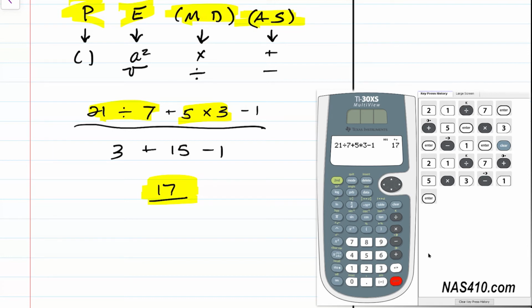When using your calculator, it's important to understand how it works and how it's going to compute the numbers, because they don't always all do the same thing. This one's smart enough to understand the order of operations, but you have to input the problem exactly as you see it on your paper in order to get the right answer.